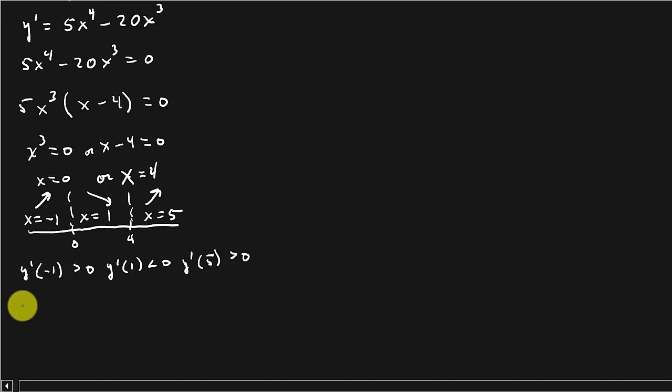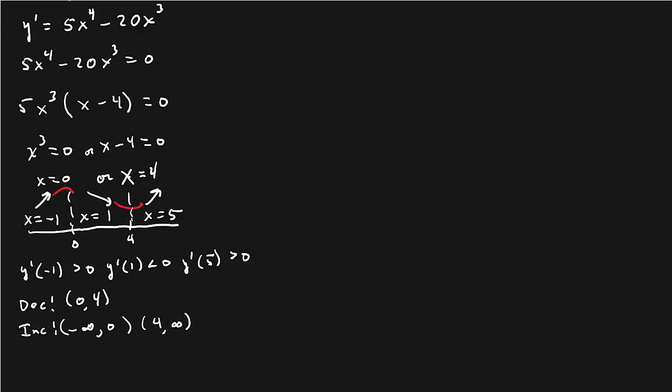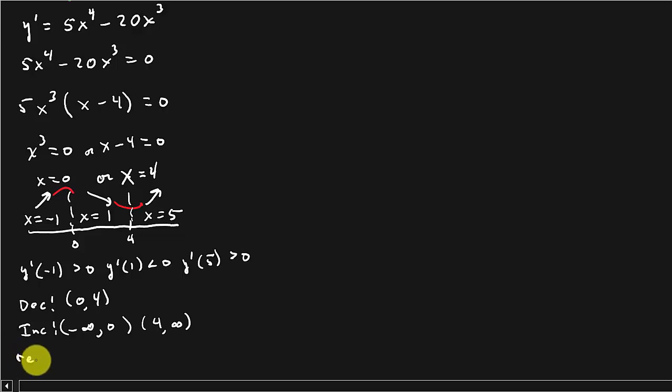So we have decreasing from 0 to 4, increasing from, let's see, -infinity to 0, and 4 to infinity. And you can see we've got a relative max, we've got a relative min. So relative minimum at 4.